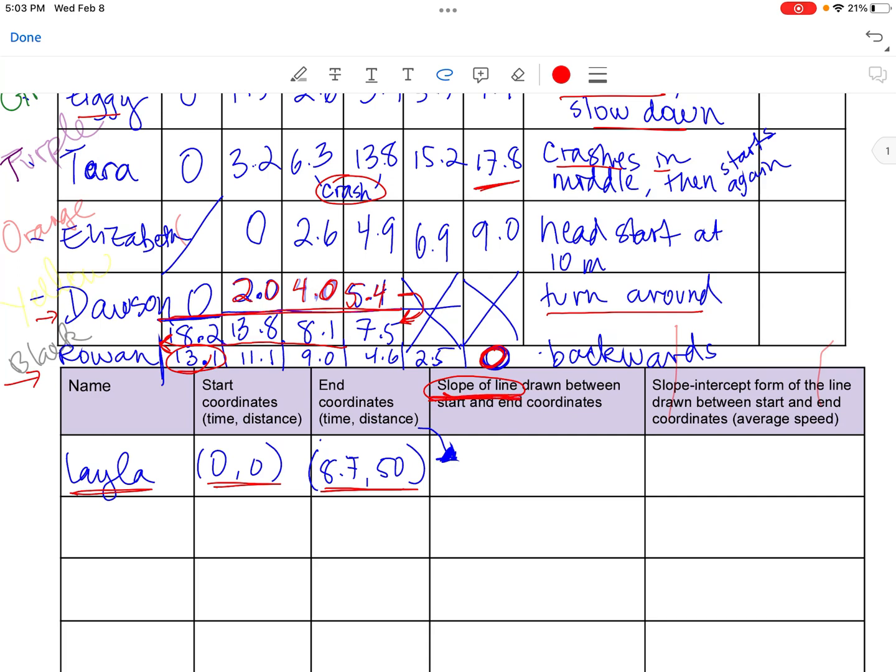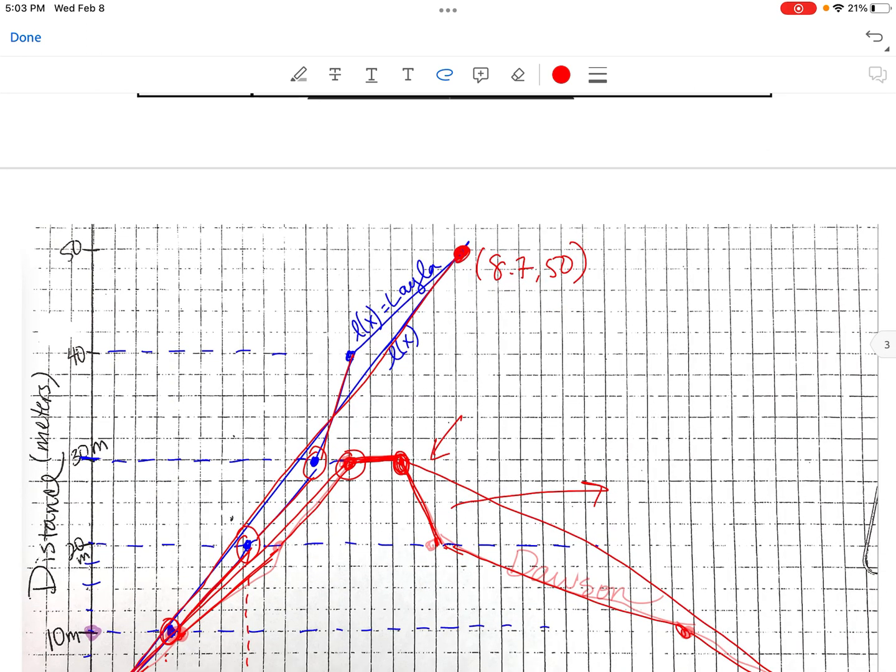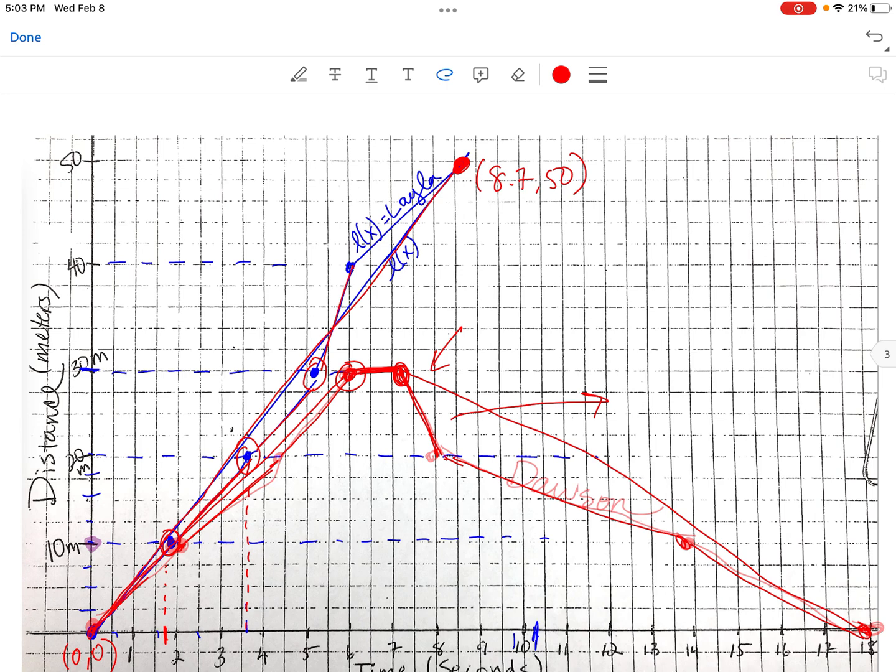Then you're going to figure out the slope of the line drawn between the start and end coordinates. So those are these straight lines we drew in between the start and the end coordinates. So this line right here.